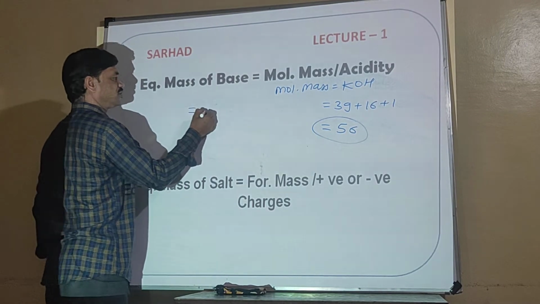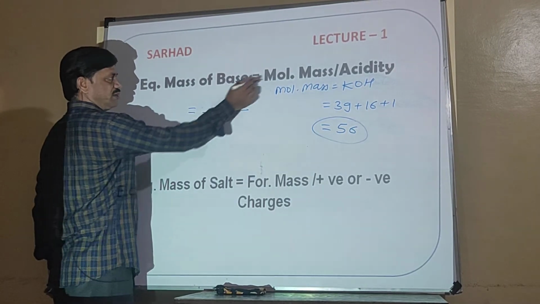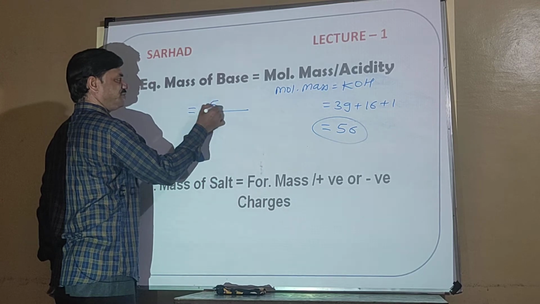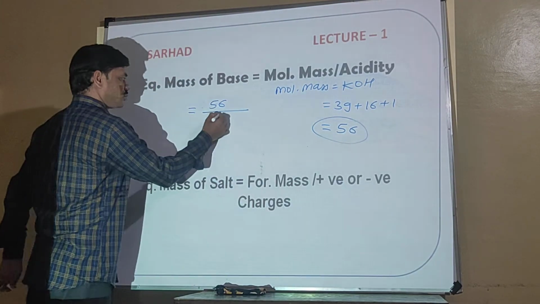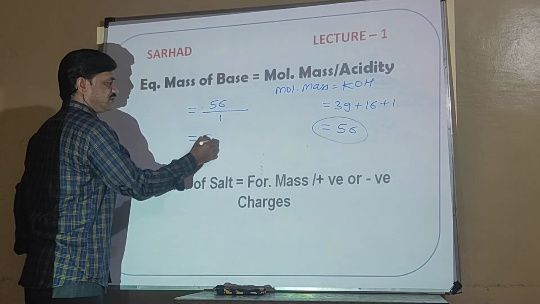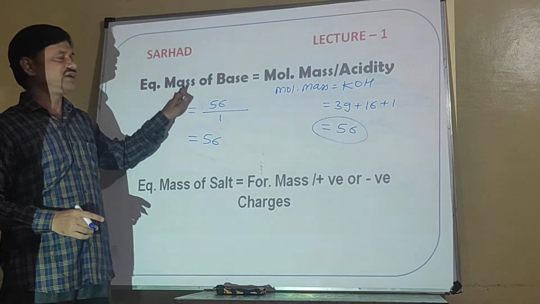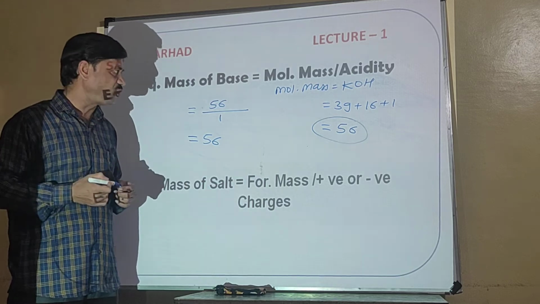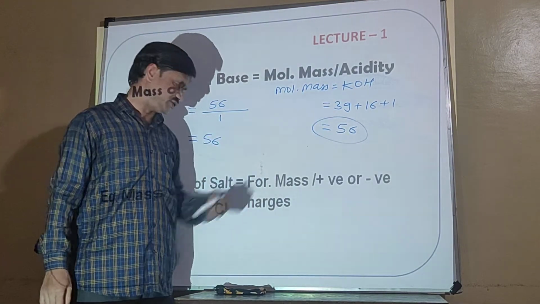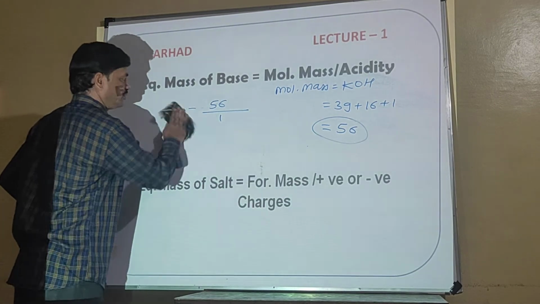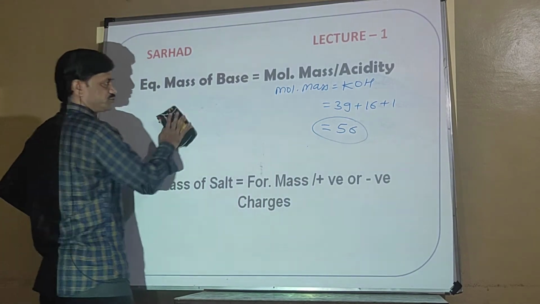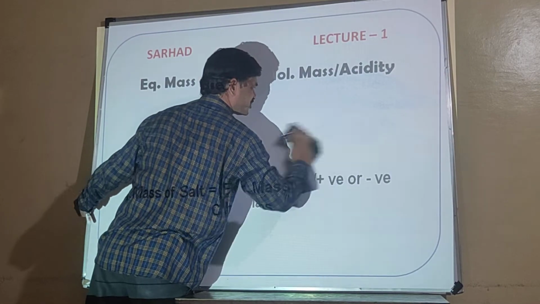Now put values in order to find the equivalent mass of base. Molecular mass is 56. How many hydroxyl groups are there? Only one. So the molar mass itself becomes what kind of mass? Equivalent mass, because KOH is what type of base? Monoacidic base. Now we are shifting towards the fourth species. What is that? Equivalent mass of salt. So take precaution in this case.